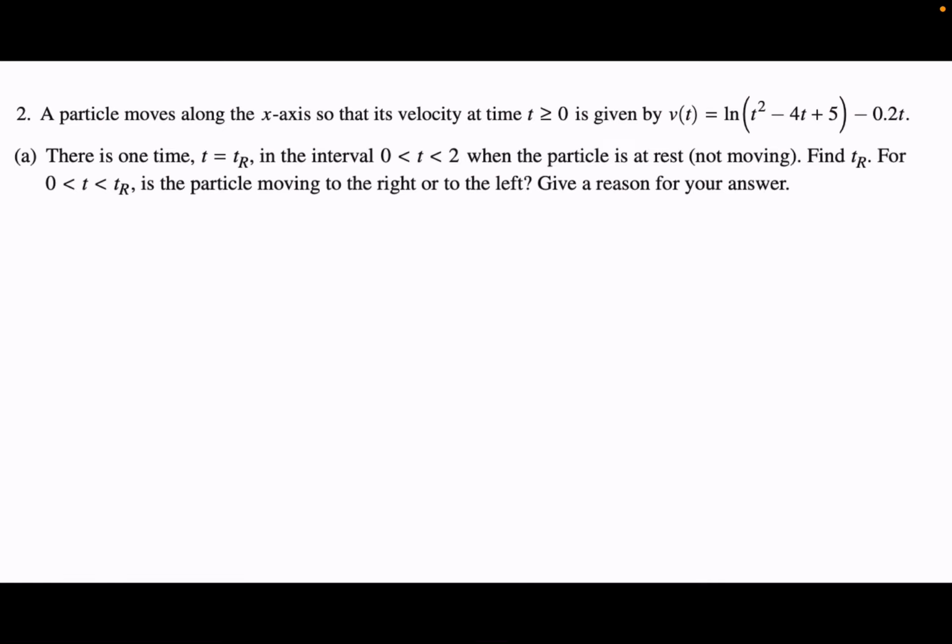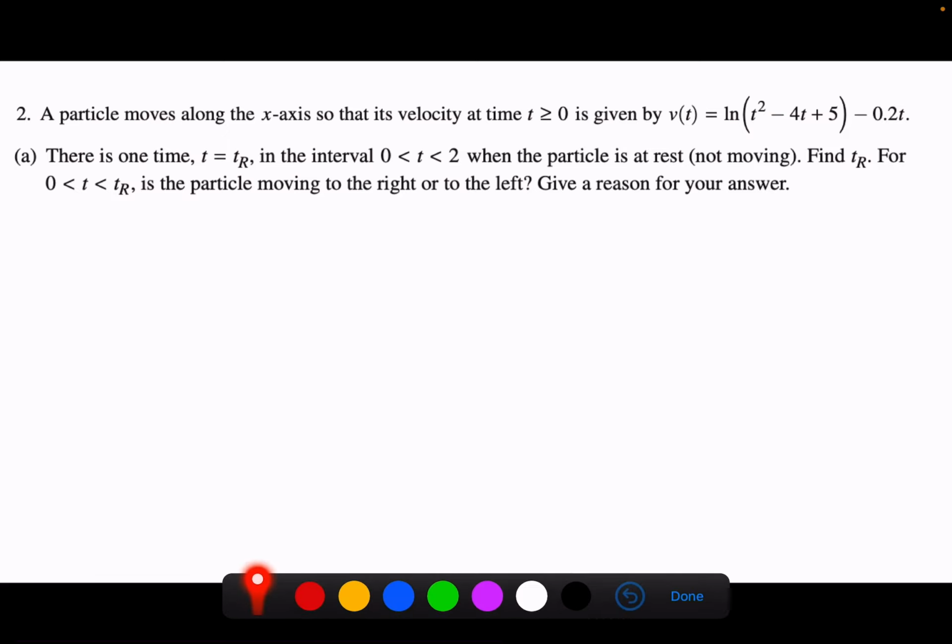I'll be doing now question 2 of the 2024 AP Calculus AB FRQ. So a particle is moving along the x-axis so that its velocity at time t, for t greater than or equal to 0, is given by this equation over here. And there's one time t equals t sub r in the interval from 0 to 2 when the particle is at rest, so it's not moving. And we're going to find this t sub r, and for this interval, is the particle moving to the right or to the left?